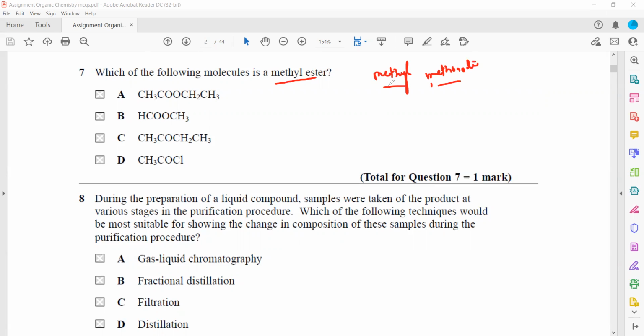To be methyl methanoate, when we check the first option, there are two carbon atoms, which is ethyl ethanoate. But when we check the second one, it is one carbon methyl, and because of this functional group it will be -oate, and there is one carbon, so it will be methanoate. That's why B is the right answer. D is not an ester, and C is also not an ester. It's actually a ketone.